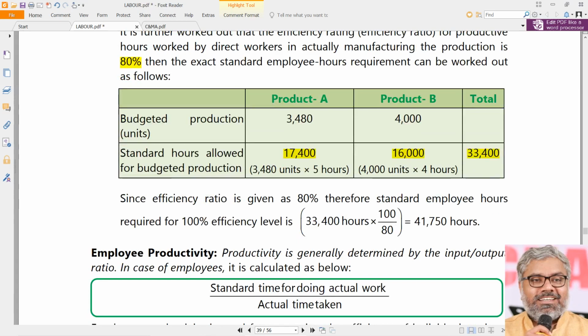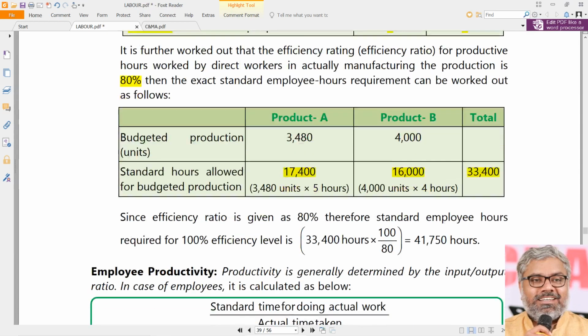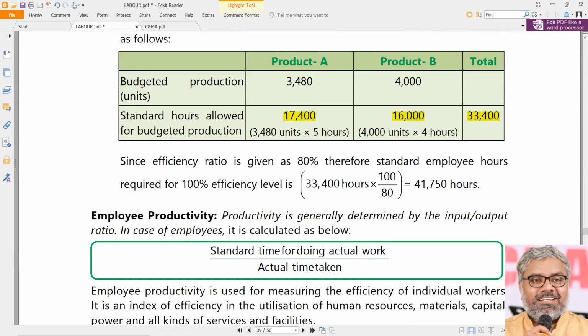But understand this now, since the efficiency ratio is not 100%, it is 80%. If it was 100%, then 33,400 hours they are supposed to take and they would have taken it also. Now, because they are less efficient, will they take more hours or less hours? They will take more hours, right? So what happens effectively? This calculation will come into picture.